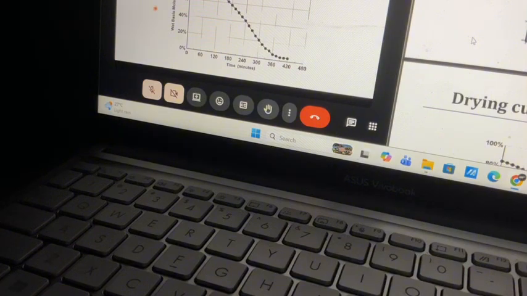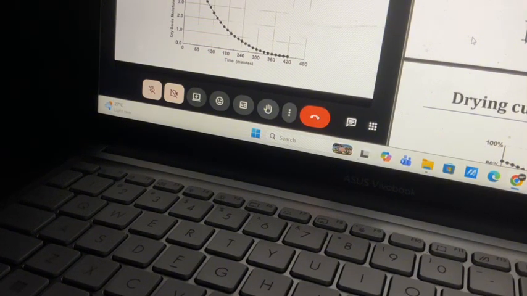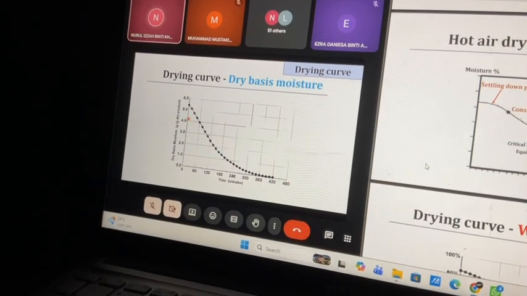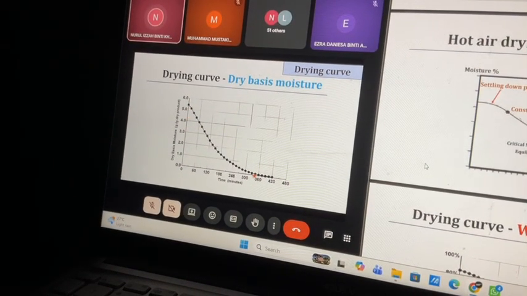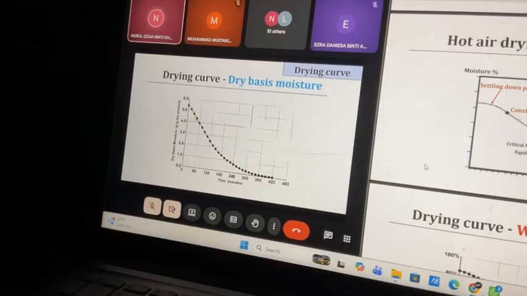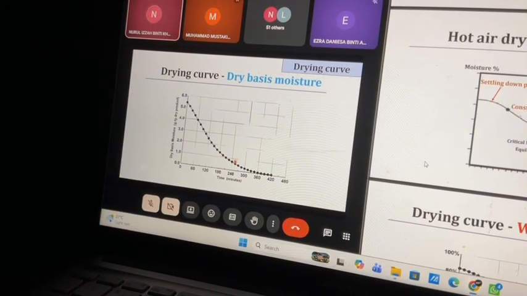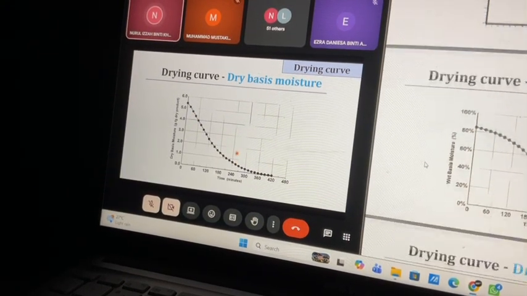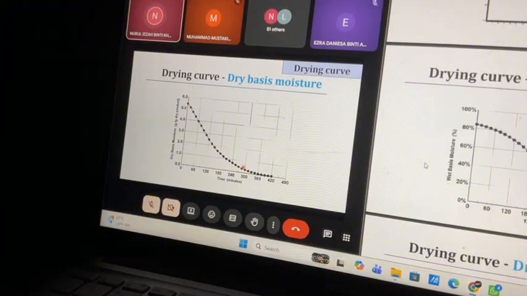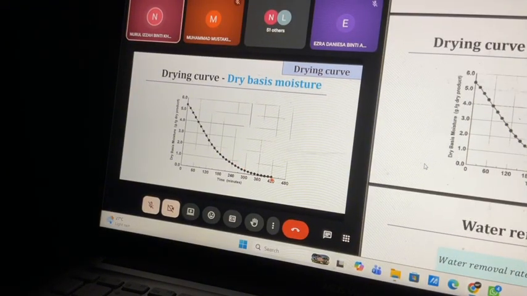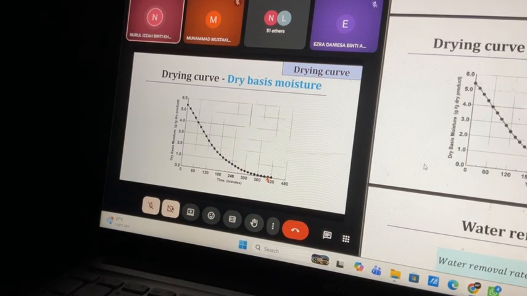This one is wet basis, but if you plot it in dry basis, it will look like this. Dry basis: we do not use a percentage, we use gram per dry product. This is how your moisture is removed from the system. You can see the initial stage, the constant period, the point where it changes from constant to falling, and the time when it becomes zero, which is the point where the equilibrium is reached.